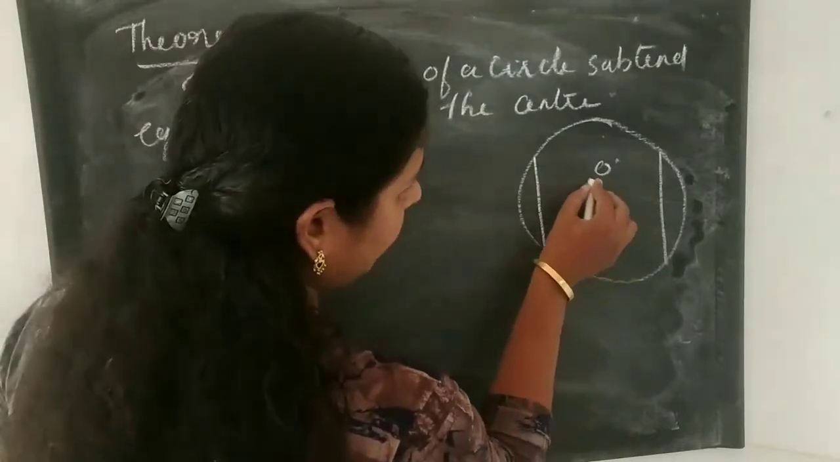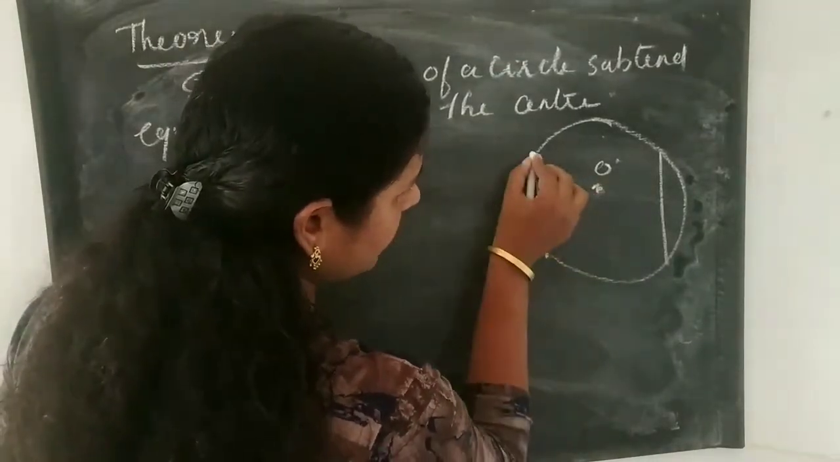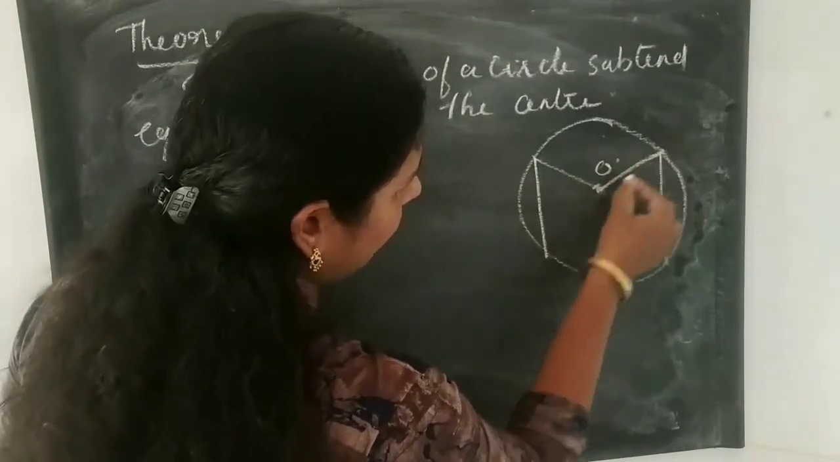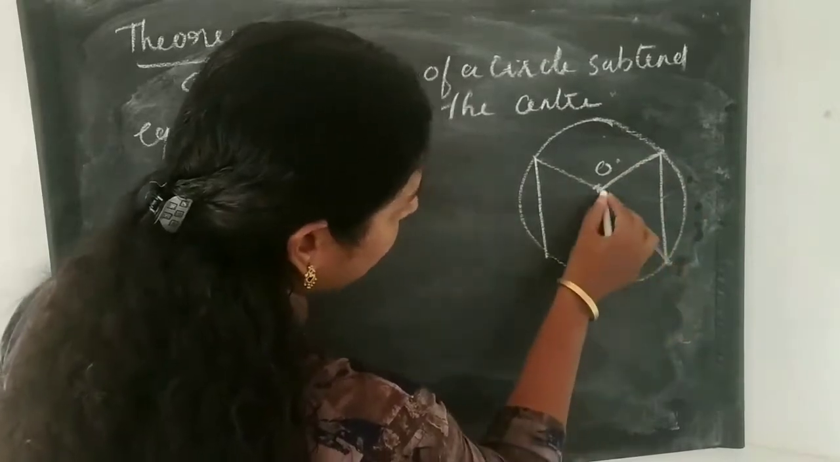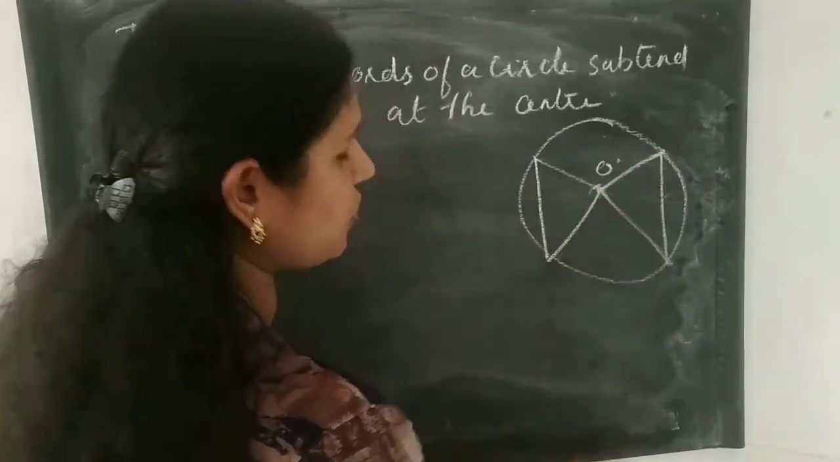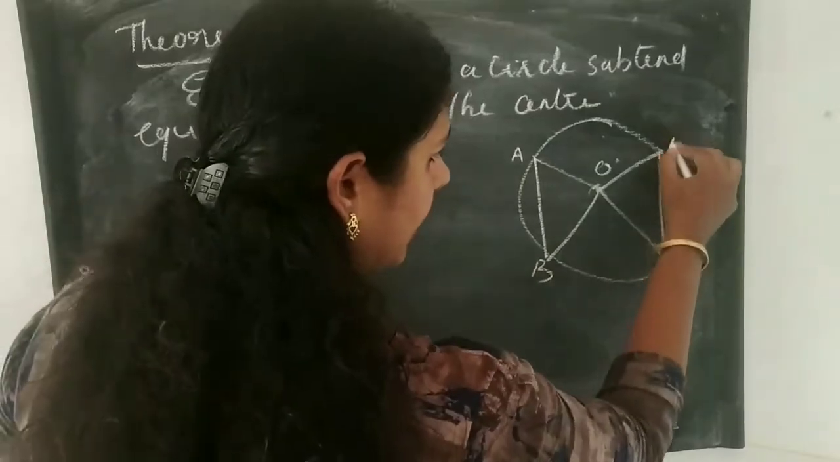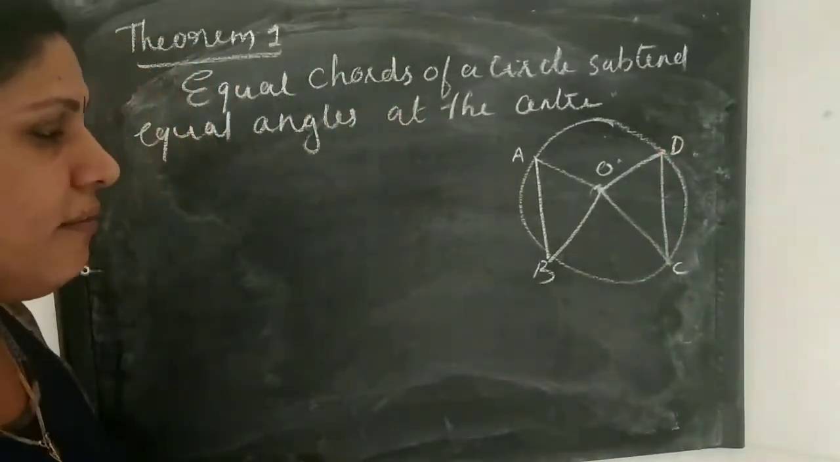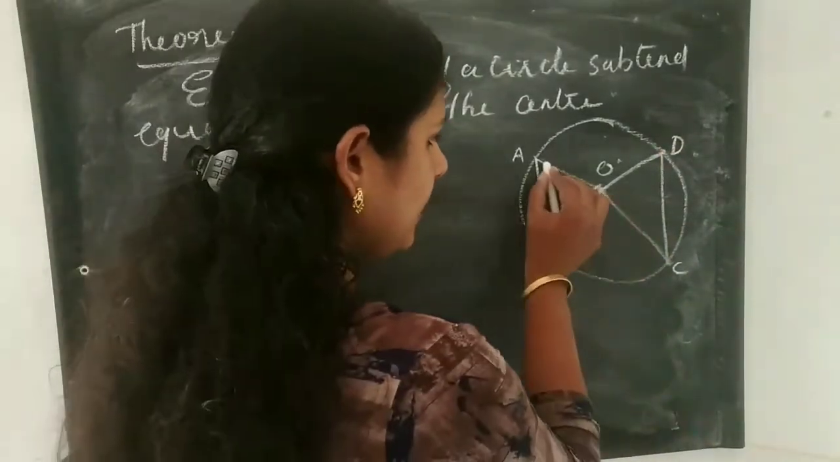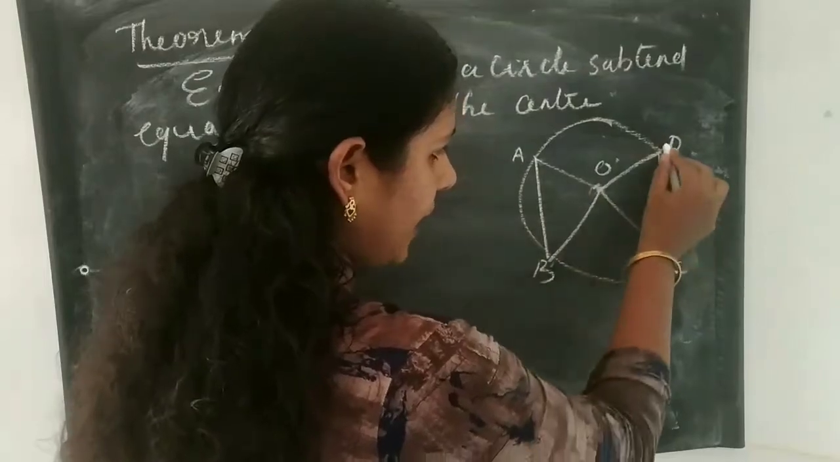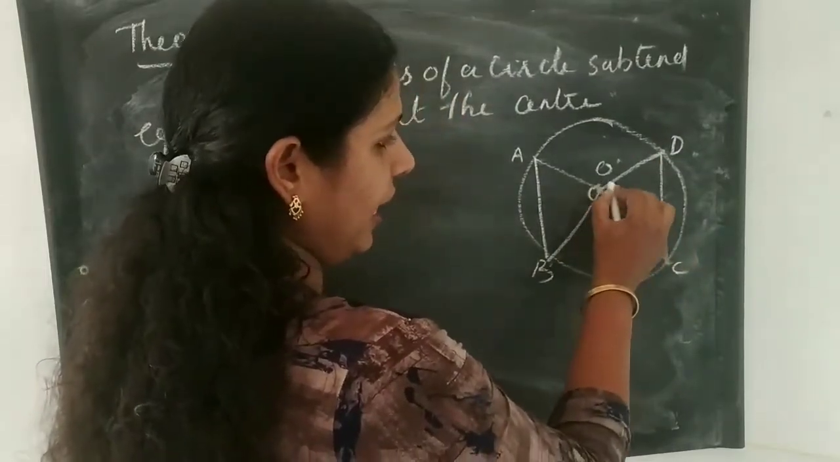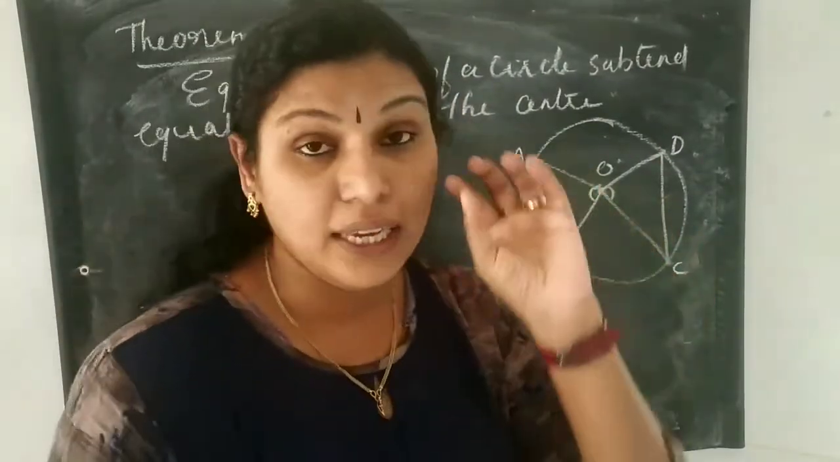We have to prove that these chords subtend equal angles. So we name these chords AB and CD. We have to prove that the angle AOB and the angle DOC, this angle and this angle, are equal.